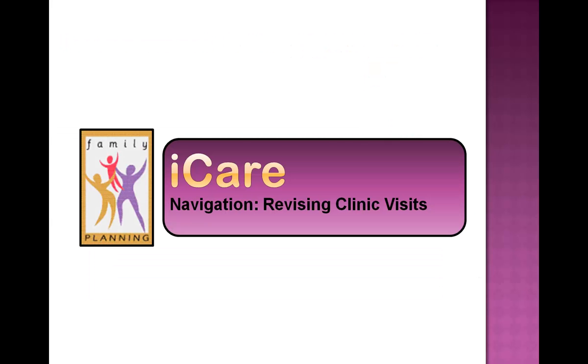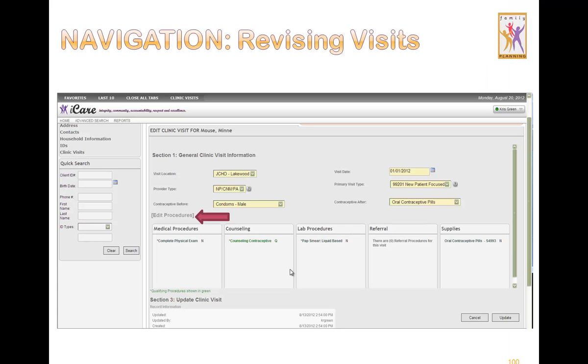In the event that you wanted to revise an already existing clinic visit, what you would do is search for the client, click on their ID number, and enter their record. Now once you've clicked on that clinic visit, click View on the clinic visit, this will pop up. You'll hit Edit Procedures. This will allow you to select further items that are further below here and allow you to update that clinic visit as necessary.